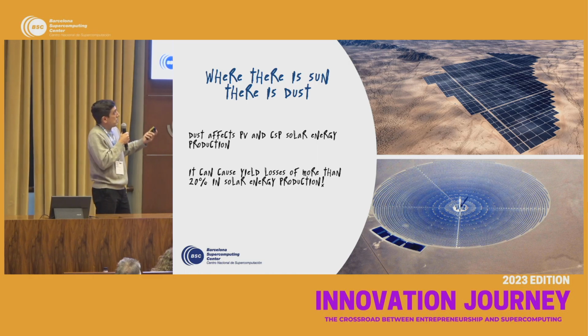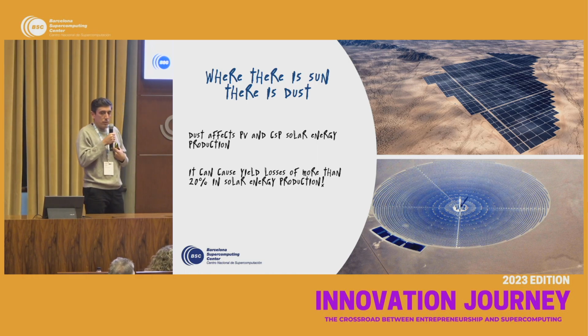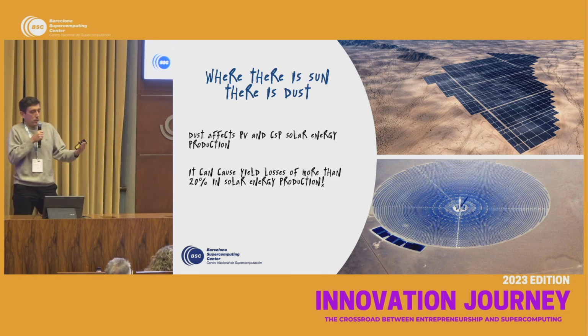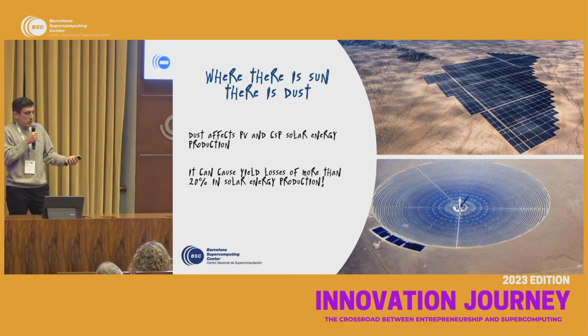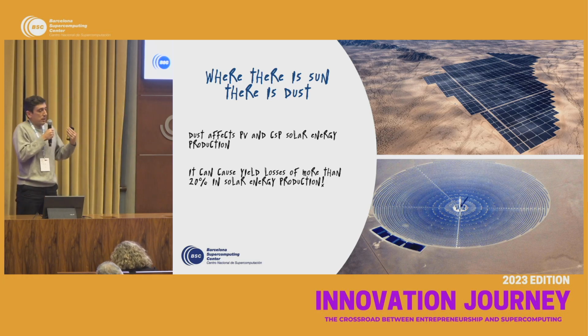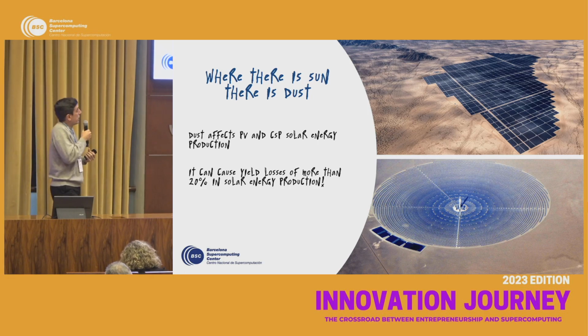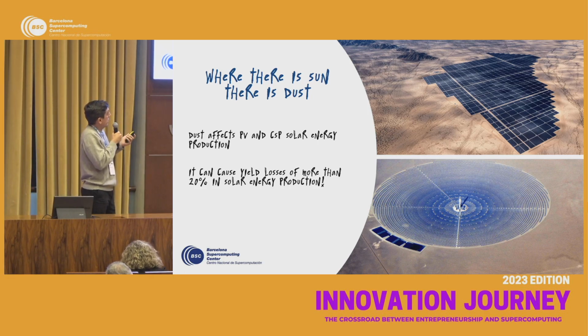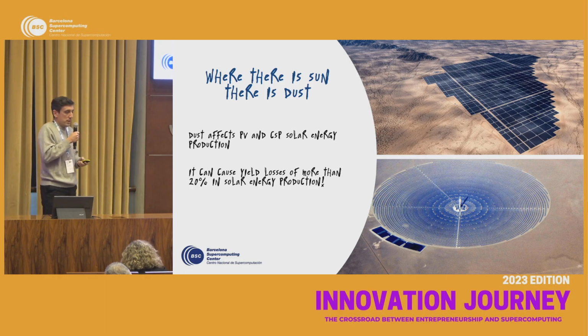Here we can see the two very typical types of solar plants. One which is directly photovoltaic, converting energy coming from the sun, and one which uses mirrors to concentrate the energy. So both of these are heavily affected by dust, and in one very interesting example the presence of dust can cause losses of like 20%, even a little bit above, in solar energy production, depending on the type of the solar plant.